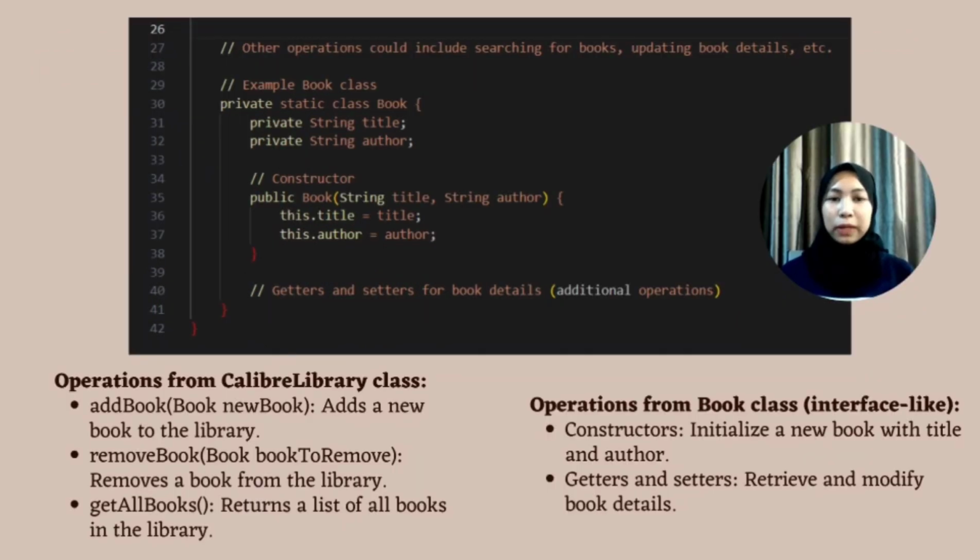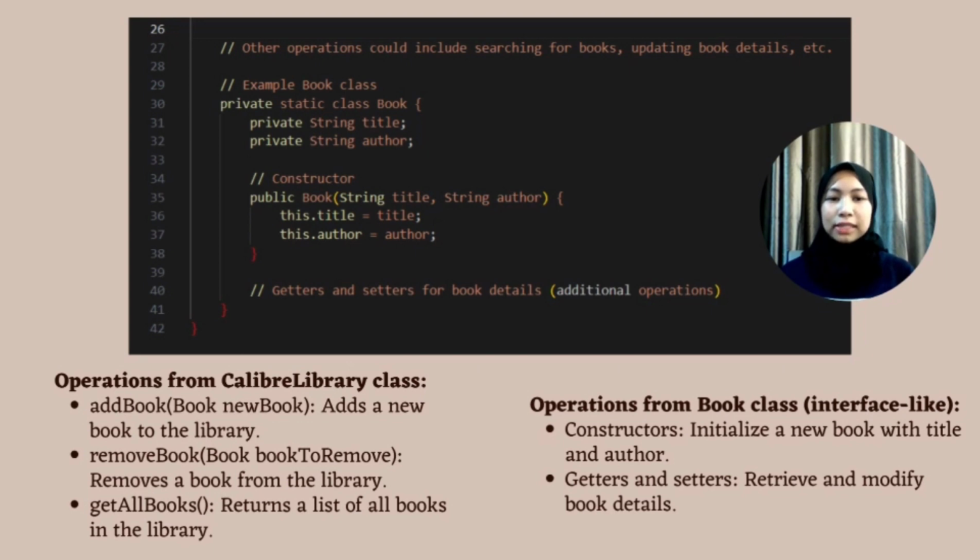Let's explore the operations in the Calibre library class, a central component of Calibre's functionality. Add book, to add a new book to the library. Remove book, to remove a book from the library. And the last one is get all books, which is to return a list of all books in the library.